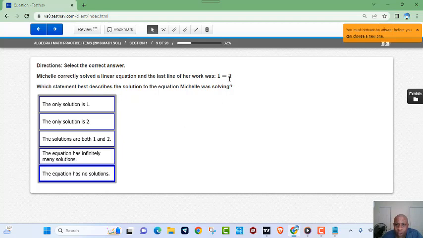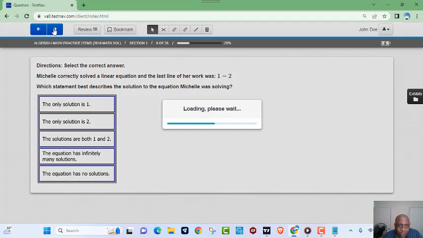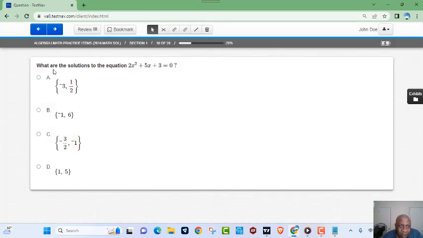But since it's 1 equals 2, they don't equal, no solutions. All right, next question. What are the solutions to the equation 2x squared plus 5x plus 3 equals 0?